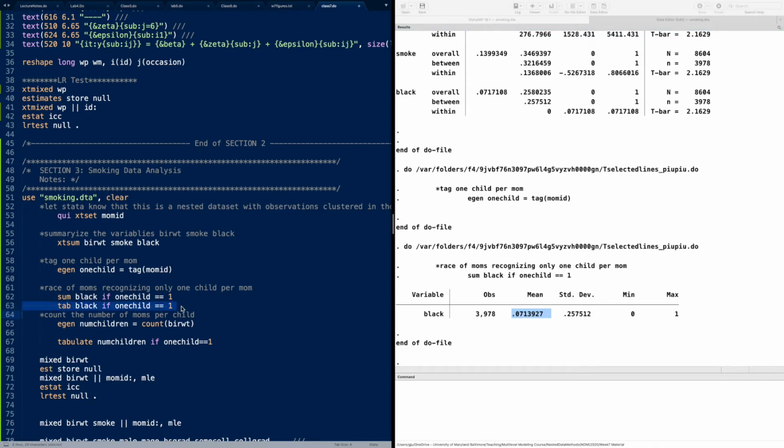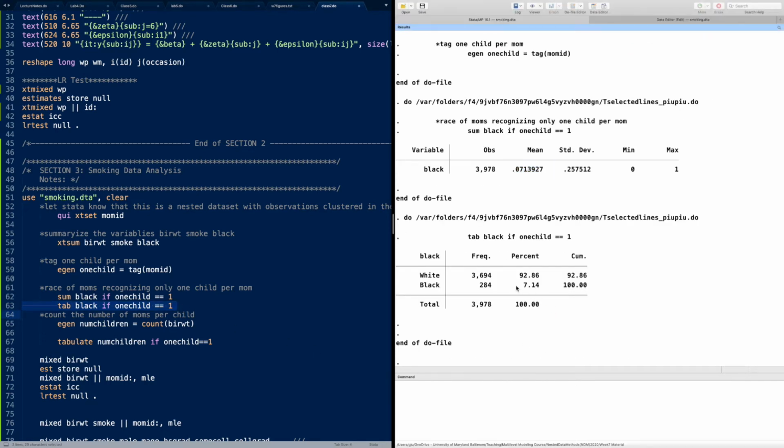You can see that too if we were to do this. You can see that this number represents 7.14, right? So you get the same answer here. So that tells us what proportion of mothers are black versus white.